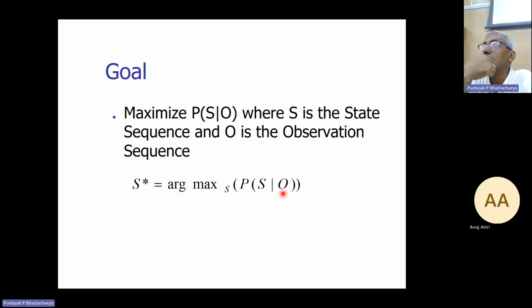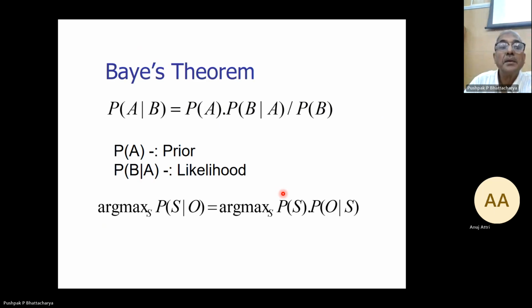Now, probability of S given O, how do we obtain it is the question. Okay, so here we'll have to apply Bayes theorem. There is no other way of solving this problem. You cannot directly compute probability of S given O. So argmax over all possible S of probability of S given O is prior probability of S into probability of O given S.